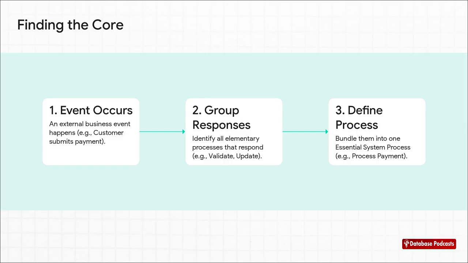First, some external business event happens. Bam! A customer submits a payment. That's our trigger. Second, we list out all the little system processes that have to respond to that. We've got to validate the funds, update the account, generate a receipt. Third, we just bundle all those related tasks together and give them one name: Process Customer Payment. Now we have a perfect self-contained unit that's ready for design and automation.